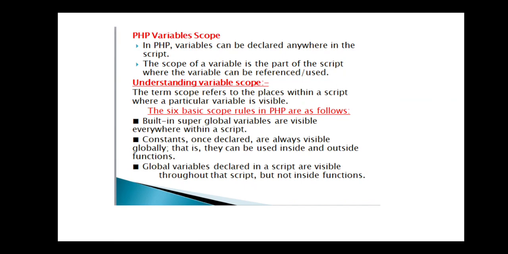Next we have global variables, which are declared in a script and are visible throughout the script but not inside the function. Means these global variables are declared outside of the code and will not be visible within the functions. We cannot access that variable inside functions.